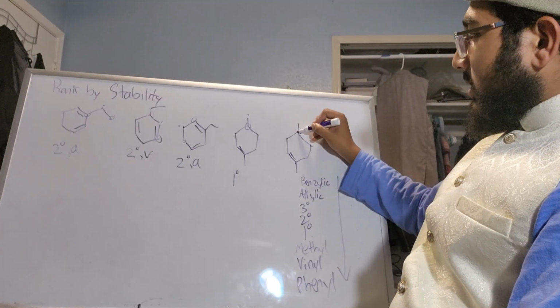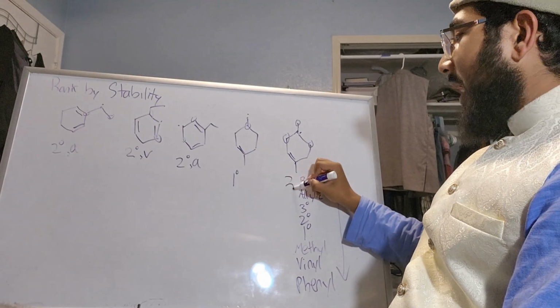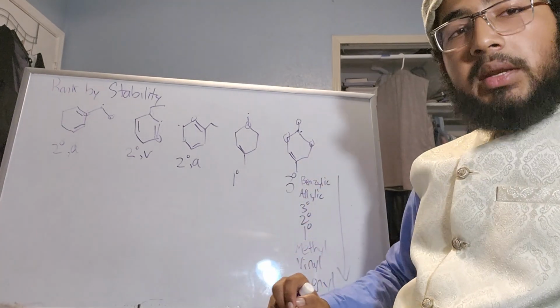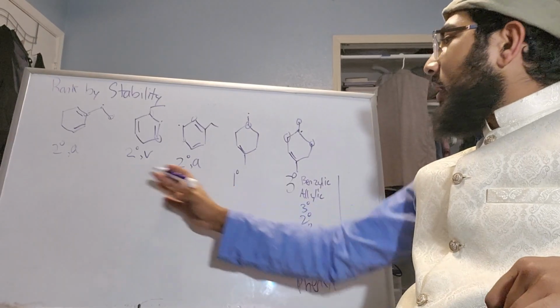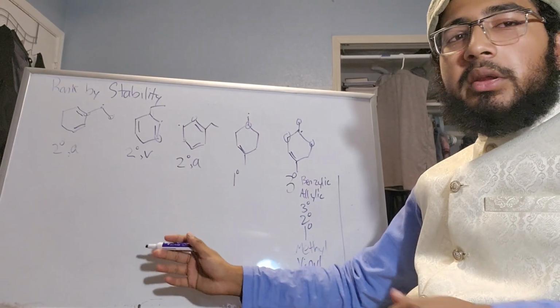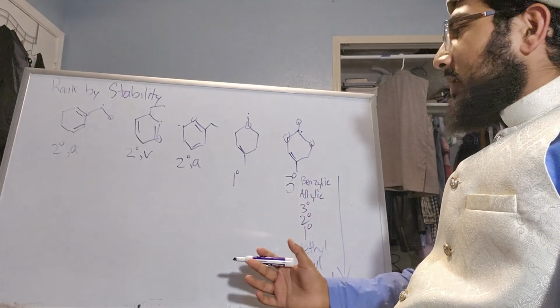And for this one here, this is the carbon we're looking at. And next to it, we have 3 bonds. So now we have third degree here. Now, between all of those, if you can figure out what it is, whether it's second degree, first degree, tertiary, benzylic, allylic, it's easier at that point to actually rank it.